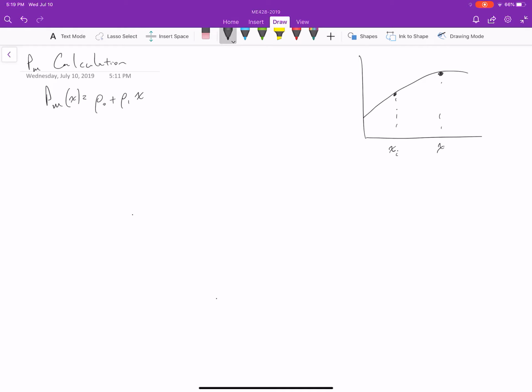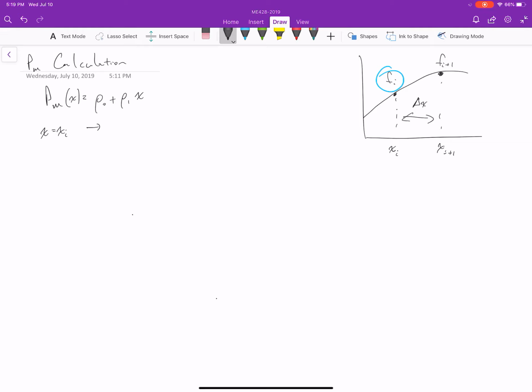So this is xi, this is xi plus 1. Here we have fi, here we have fi plus 1. This difference is delta x. So for our first case, we consider the situation where x is equal to xi, meaning that our function will be equal to fi.